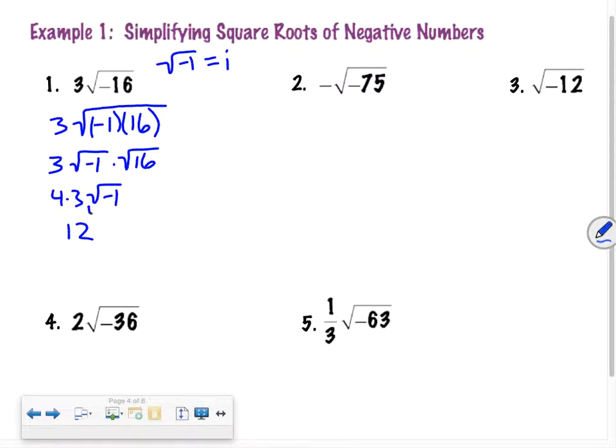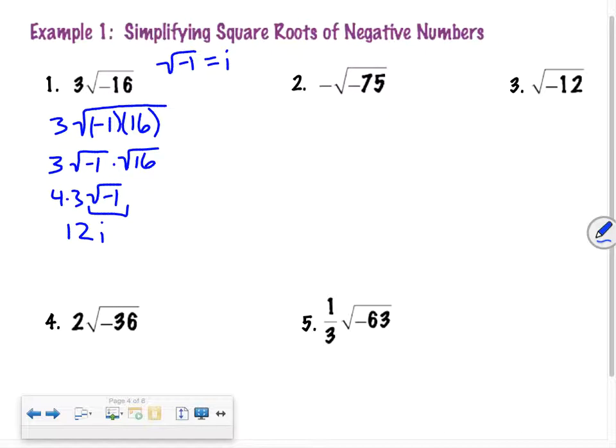And let's think about the square root of negative 1. The point is we want to get rid of negative signs underneath the radical. We know that the square root of negative 1 is actually just I. So we would represent this solution as 12 times I, or 12I.